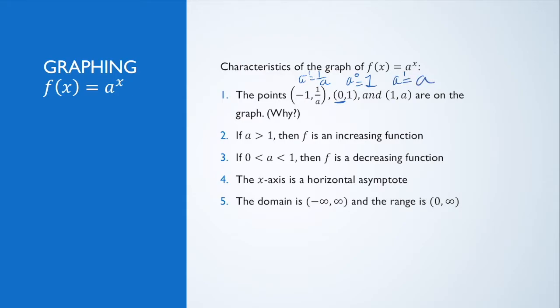If a is greater than 1, then it's an increasing function, right? It means it's going to look like it's increasing from left to right. If a is a fraction, then we're going to have a decreasing function. The x-axis is our horizontal asymptote. Our domain is -infinity to infinity, and our range is 0 to infinity, but 0 is not included.